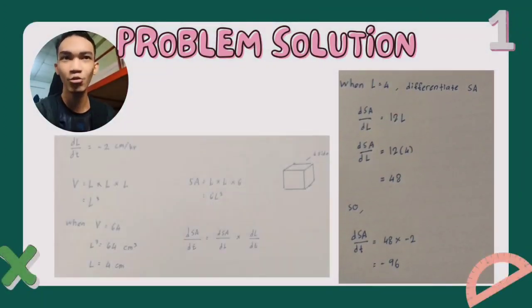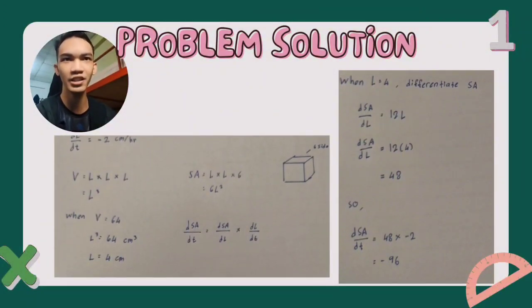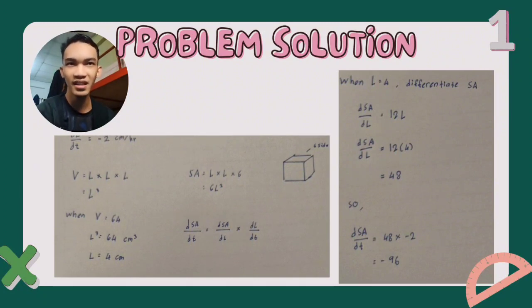First question. With the question given the length of each edge with decreasing rate, so the dL/dt is equal to -2 and its given volume is 64. By using the volume formula, we can get the actual length of 4 cm. By using the surface area formula, we get 6L squared. By differentiating it, we get dSA/dL equal to 12L. When the L is equal to 4, then substitute it into 12L to get 48.